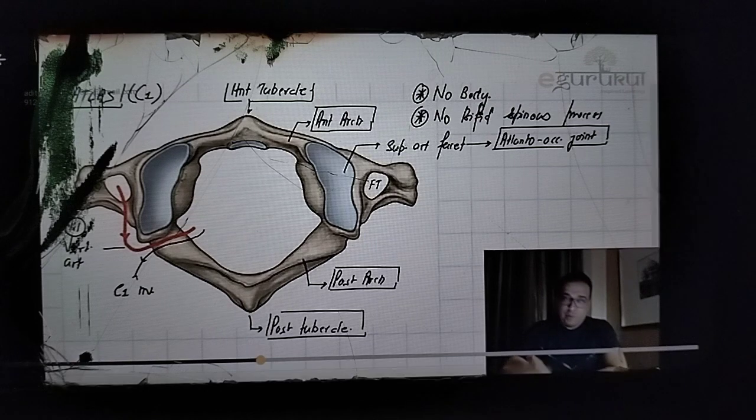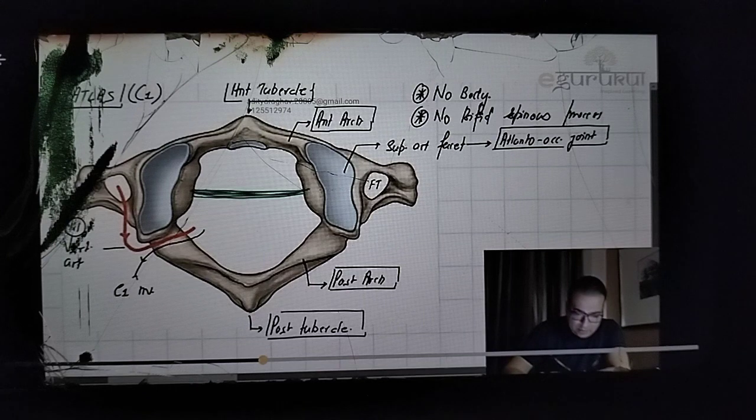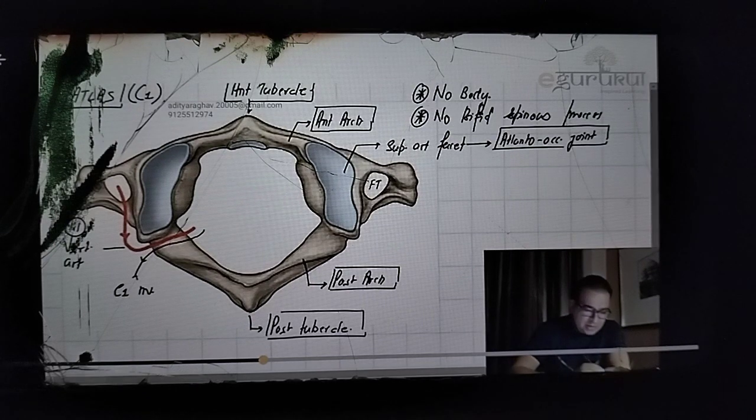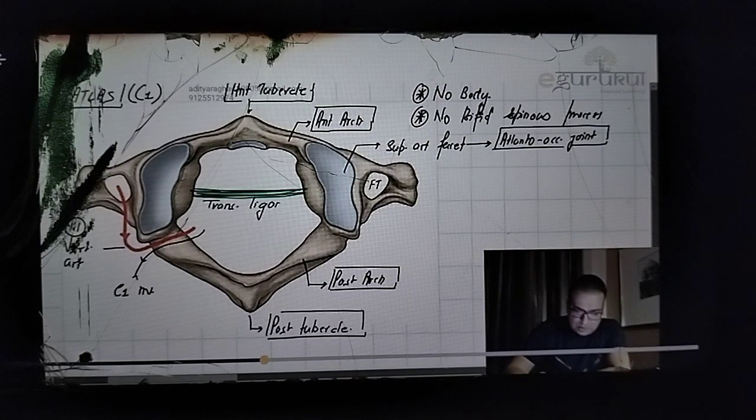Another important thing to be noted is that this lateral mass, this entire lateral mass, can you see a prominence inside? This prominence which is inside toward the foramen magnum will provide attachment to the ligament. Guys, there is a ligament which will attach to this prominence inside, and that ligament running from one eminence to the other eminence is called the transverse ligament. There is a transverse ligament.